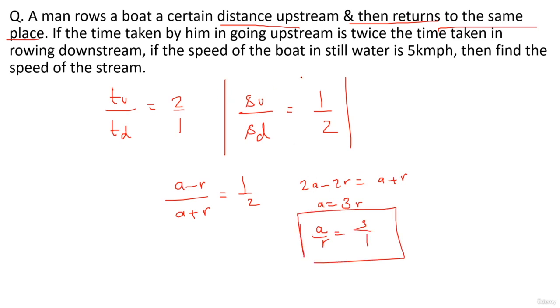Now, the speed of the boat in still water is 5 kilometers per hour. That means 1 corresponds to 5 kilometers per hour. So 3 will correspond to what? 3 times 5, 15 kilometers per hour. See, exactly based on the previous question, right? Whenever distance is the same, the ratio of speeds is inversely proportional to the ratio of time. Let's go on to the next question, guys.